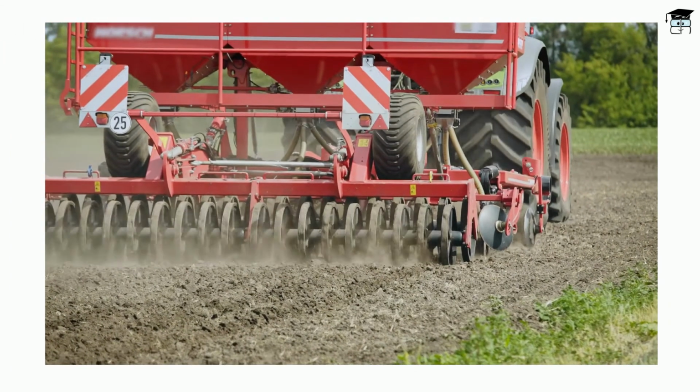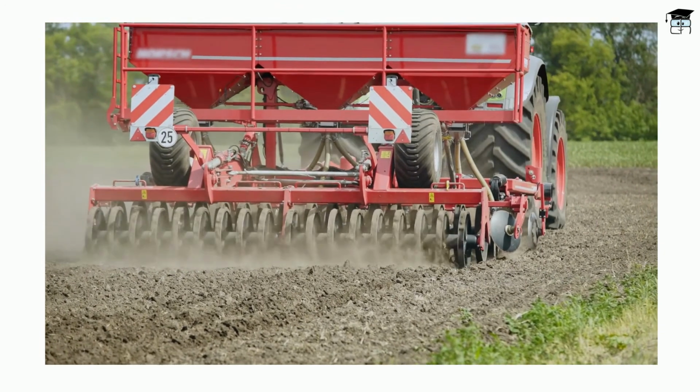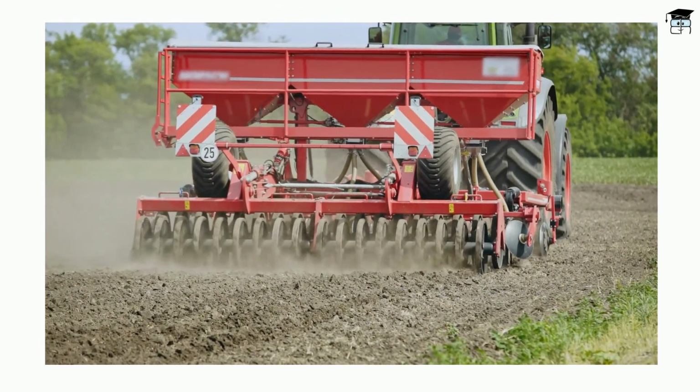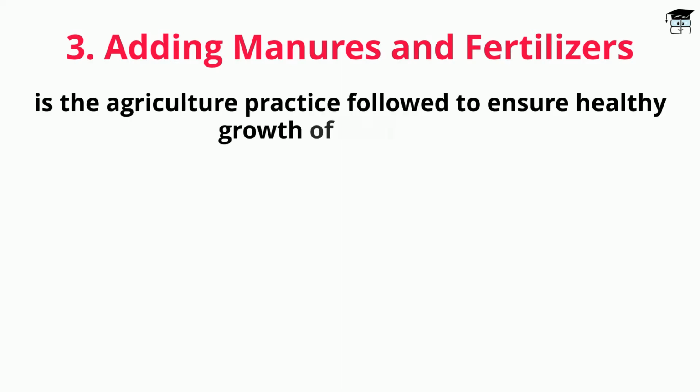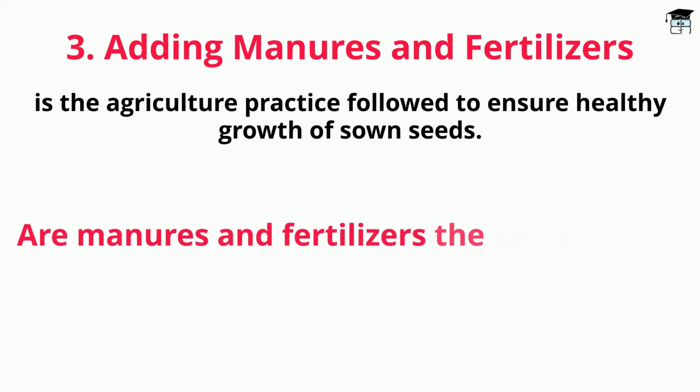Students, now, our seeds have been planted in the prepared soil. Adding manures and fertilizers will provide them the nutrients to grow. Adding manures and fertilizers is the agriculture practice followed to ensure healthy growth of the sown seeds. Are manure and fertilizers the same thing?